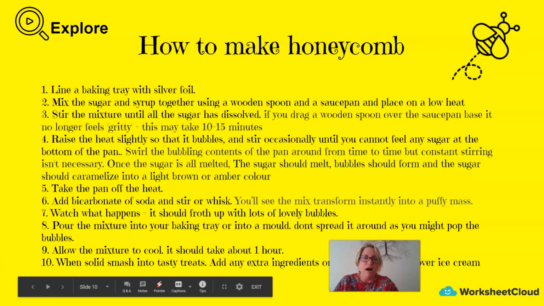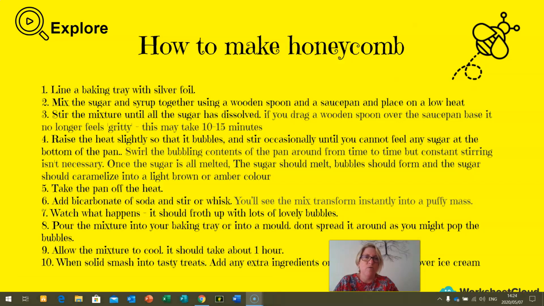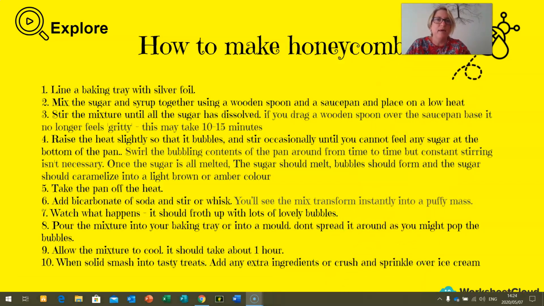And here are our instructions. So I will move out the way up here by the board, and let's go through these step-by-step instructions. First, line a baking tray with silver foil or tin foil, aluminium foil. Then mix the sugar and syrup together using a wooden spoon and a saucepan, but start off placing it on low heat. Stir this mixture until all the sugar has dissolved.